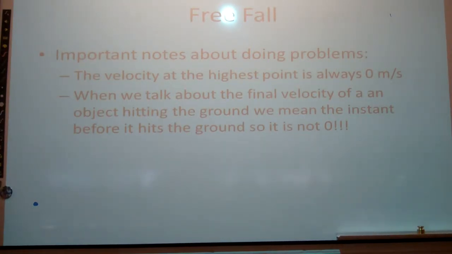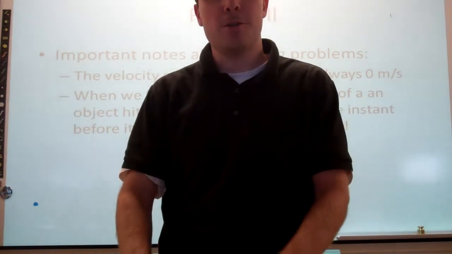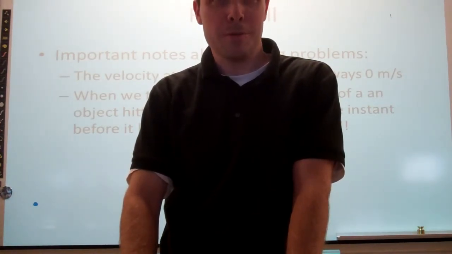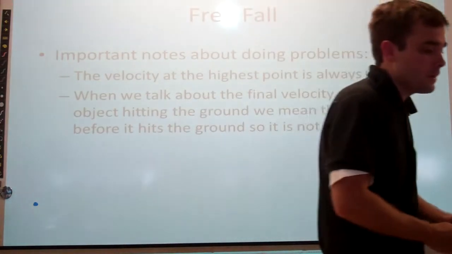So down is negative. Alright, when we talk about final velocity of an object hitting the ground, we mean the instant before it hits the ground. We're looking for the velocity it hits the ground with. So you don't say your final velocity when it hits the ground is 0. So if I drop this from here, final velocity was not 0. The final velocity we're looking for is when it's like 1/1000th of a millimeter above the ground. Does that kind of make sense?